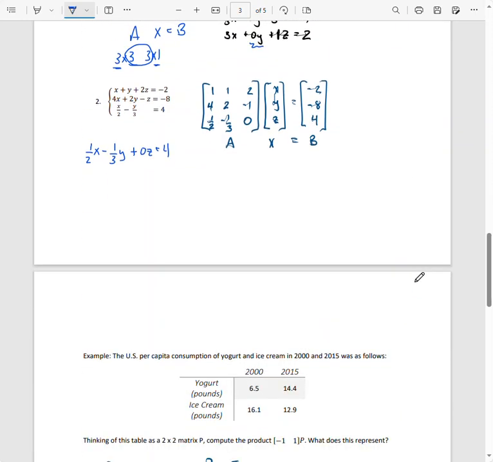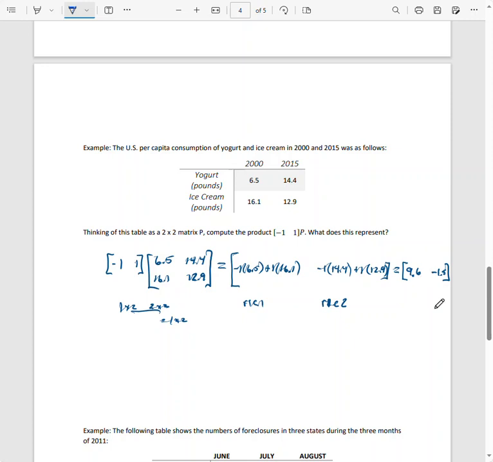All right, but let's talk about an example or two. The U.S. per capita consumption of yogurt and ice cream in 2000 and 2015 was as follows. Per capita, so in 2000, each person ate 6.5 pounds of yogurt and 16.1 pounds of ice cream for the entire year. In 2015, we were eating more yogurt than ice cream, 14.4 versus 12.9. All right, we've seen these two tables frequently.